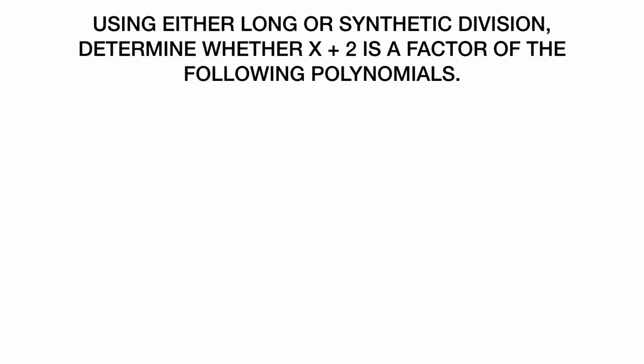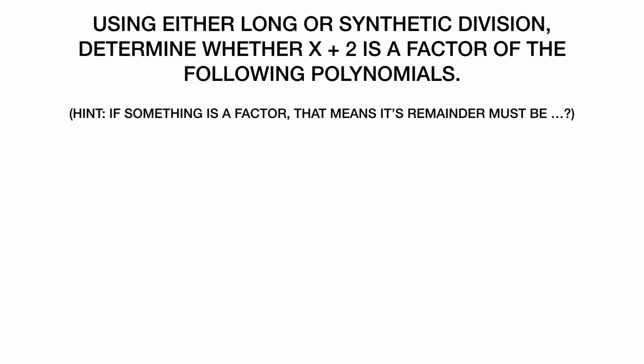All right. Now, we are going to use long division or synthetic division to determine whether x plus 2 is a factor of the following polynomials. Now, here's a little hint. If something's a factor, it means its remainder must be, well, let's think. We know that 7 is a factor of 35 because 35 divided by 7 is 5. It's a nice, perfect whole number. Whereas if I said 38 divided by 7, that leaves us with a decimal or a remainder of 1. So we want the remainder to be 0.